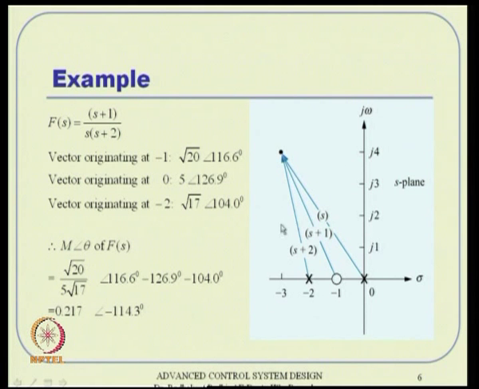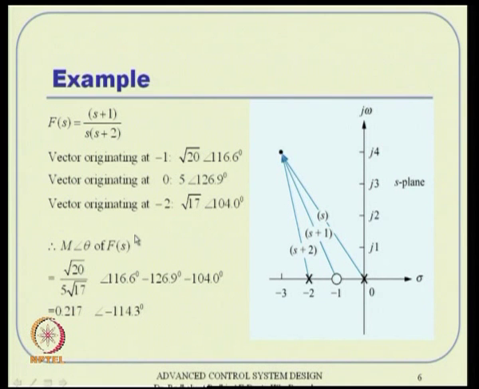Example again, if we take a function s plus 1 divided by s into s plus 2. If you see, this vector originates at minus 1, there is a zero at minus 1, a pole at 0 and a pole at minus 2. So, let us consider one particular point, say minus 3 plus j4, that is the point that we are considering.